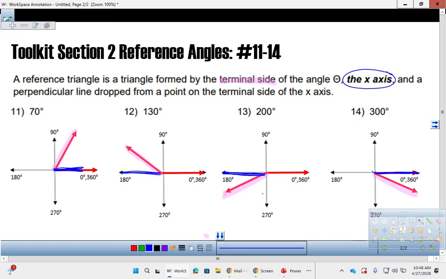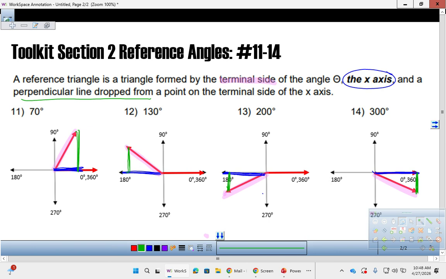And then the last thing we do is we create a perpendicular line dropped from this. So if I want to create the triangle, I need to create a third leg. So I'm just going to drop this straight down. I'm connecting the red to the blue with a straight line. So wherever red and blue are, I'll just drop down a straight line. And now I have right triangles. That's called the reference triangle.